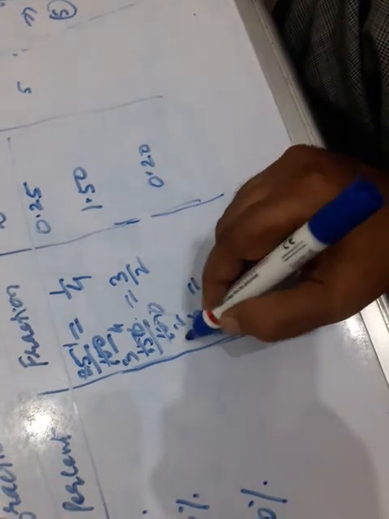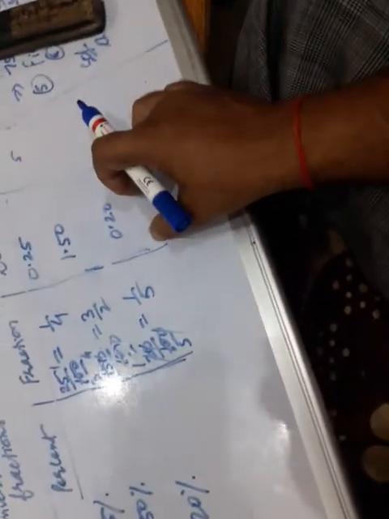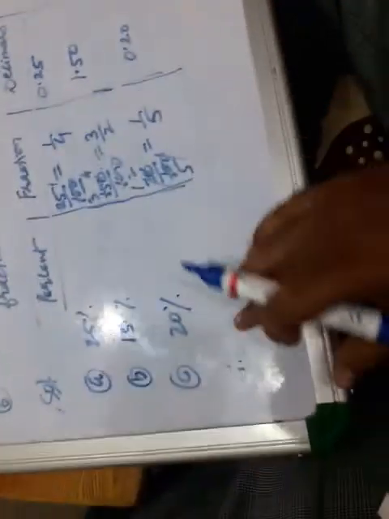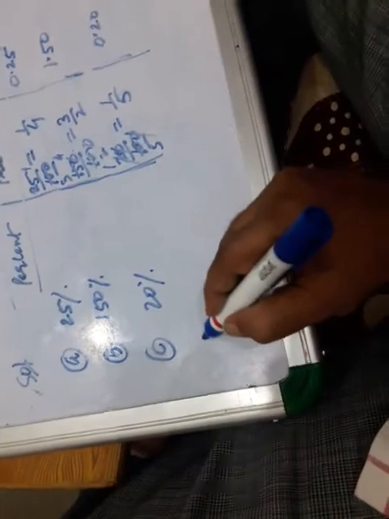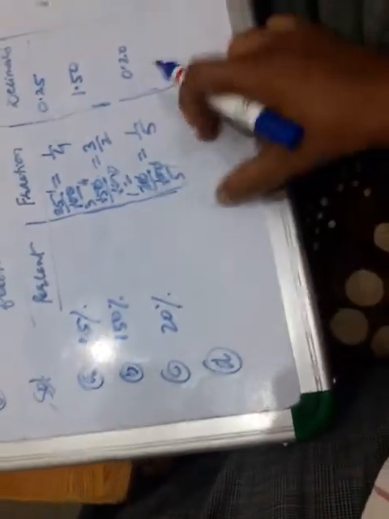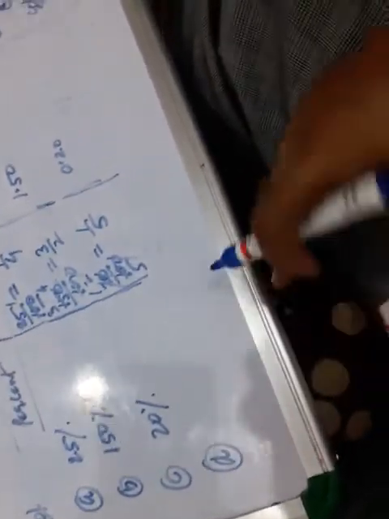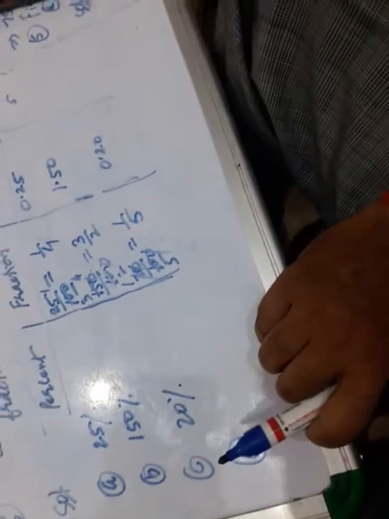0 you got cancelled. 2 ones are 2, 2 fives are 10, and that is 1 upon 5. Okay children, this is 1 upon 5, and in decimal it is 0.20, and in percent it is 20%. So this is a comparative study of percent, fractions and decimals. This is how they are converted into each other and how they are compared to each other.